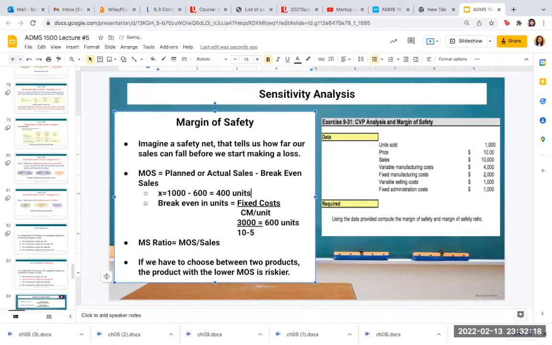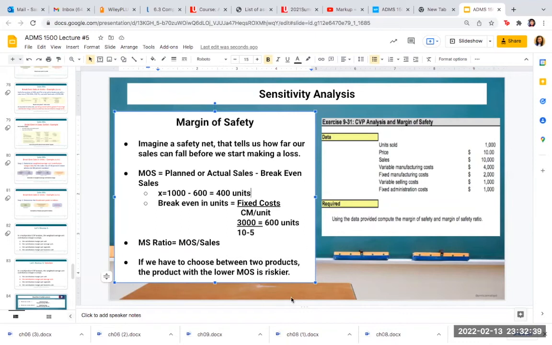That means that our safety net is 400 units. We can fall by 400 units of sales before we get to our break-even point. That is what the margin of safety is going to tell us.